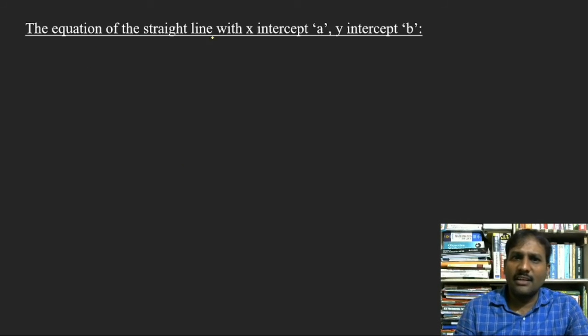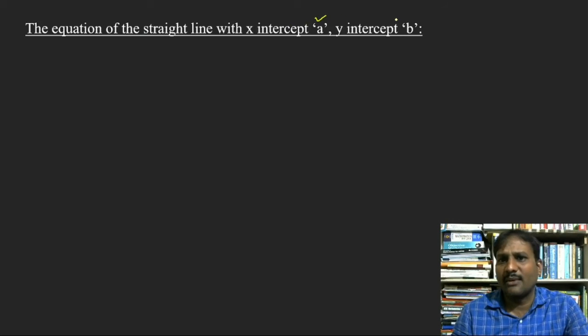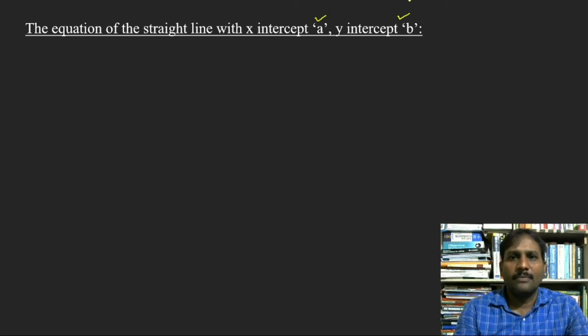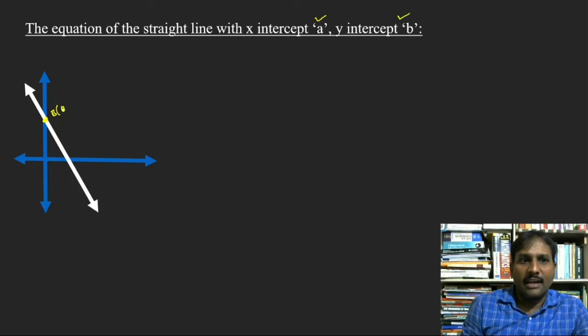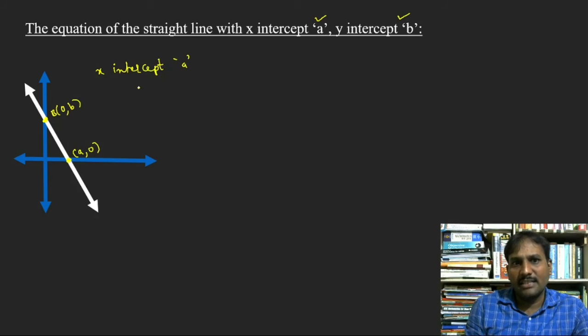So the equation of the line with x-intercept A and y-intercept B. Now take a line, suppose that it is intersecting the y-axis, let us say it is B at 0 comma B and intersecting x-axis at A comma 0. Means here x-intercept is A and y-intercept is B. Now we know that y-intercept is B.